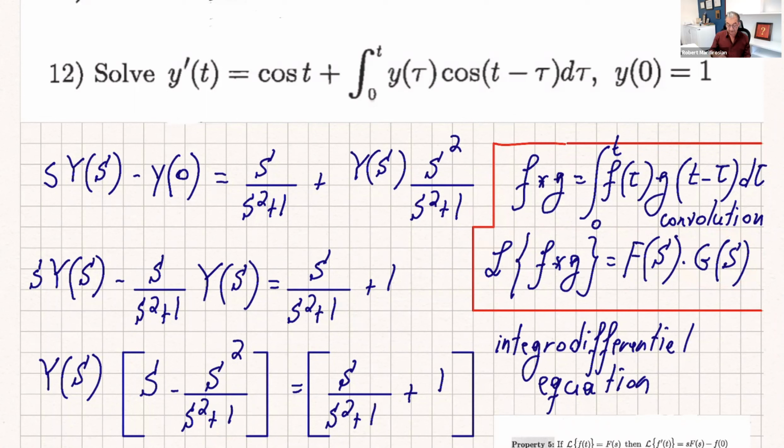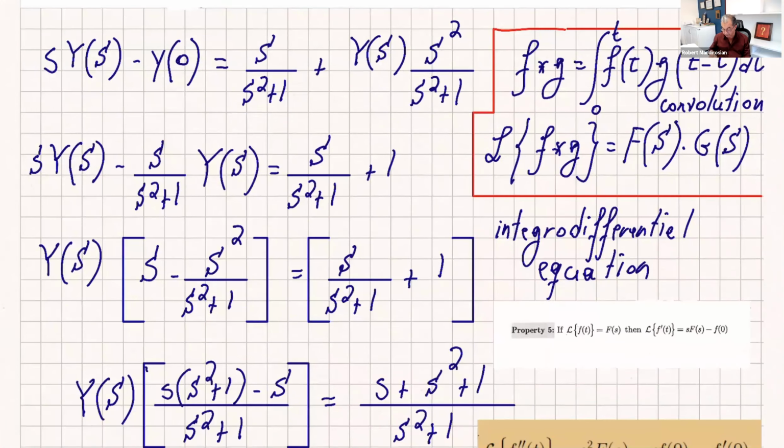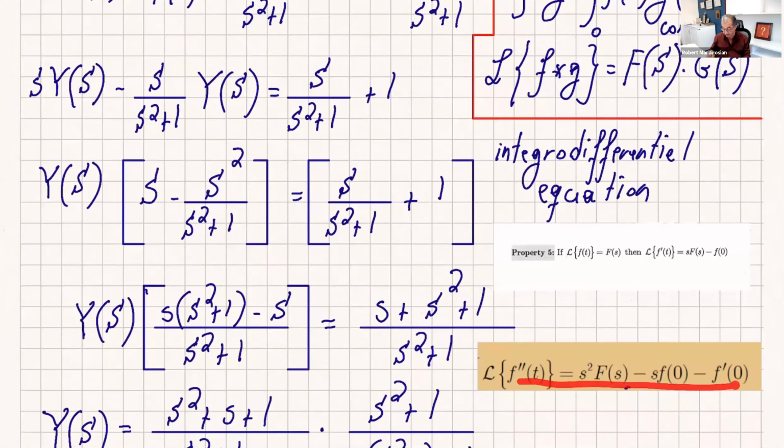Now let's set this up. For y prime of t, again, you use this property: if the Laplace of f of t equals F of s, then the Laplace of f prime of t is s times F of s minus f of 0. And again, the second derivative, we have it here. Make sure to know this because it's used a lot to solve differential equations.